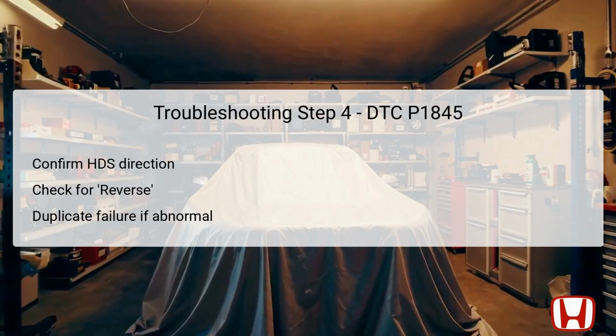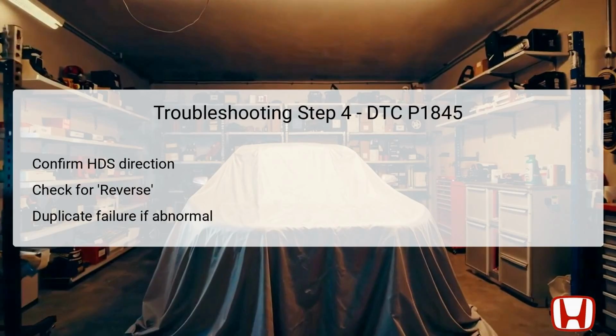The final troubleshooting step involves checking the Honda Diagnostic System (HDS) for the direction of the drive pulley rotation. It is vital to confirm that the displayed value is reverse. If the HDS shows any reading other than reverse, it indicates that the failure has been duplicated, thereby confirming that there is indeed an issue with the CVT drive pulley speed sensor.